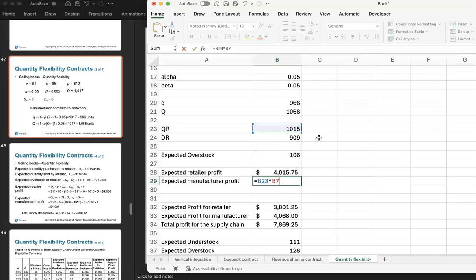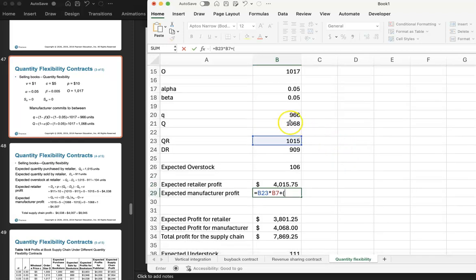Now, the manufacturer expected to send them 1068 units, right? But they only ordered 1015 units. So the manufacturer had 1068 units ready. So this difference is the overstock at the manufacturer. When you say expected overstock, we'll say that the expected overstock at the retailer is 106.